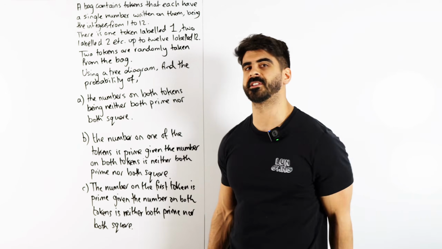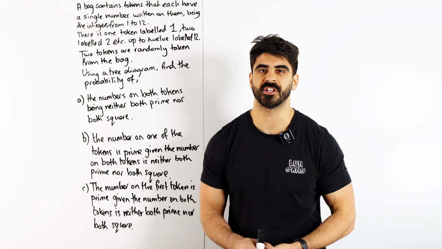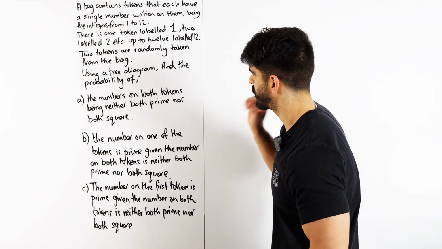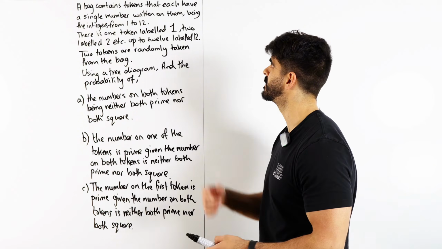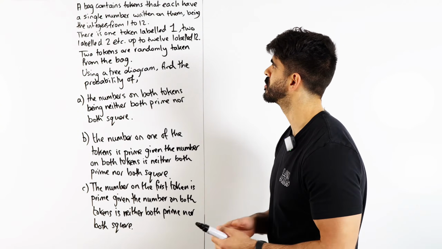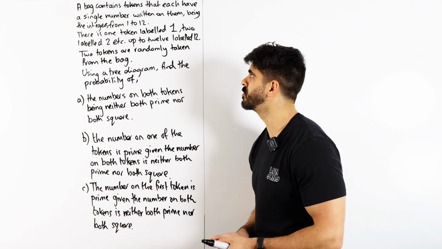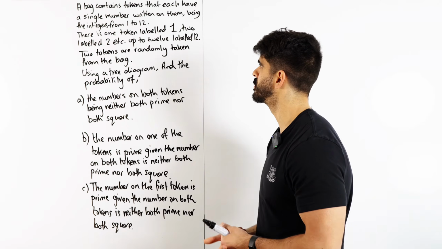When it comes to statistics, it takes longer to write the question than it probably does actually answering it. But here, we've got a tough tree diagram question. Let's go through it. It says a bag contains tokens that each have a single number written on them, being the integers from 1 to 12. There's one token labeled 1, 2 labeled 2, up to 12 labeled 12.